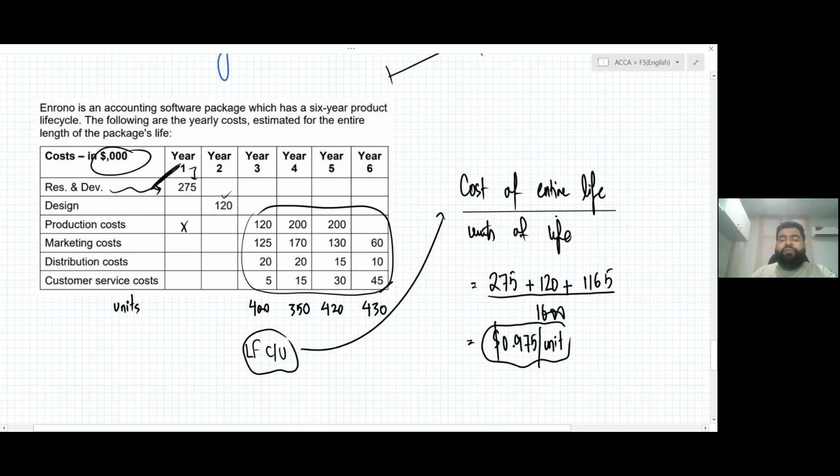$0.975 per unit. So what have we calculated? We have calculated the life cycle cost per unit. I know in the starting years, actually the cost is more and over time the cost decreases.